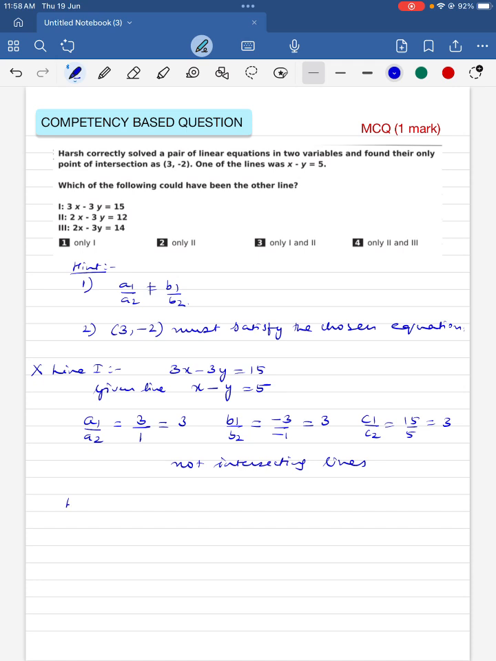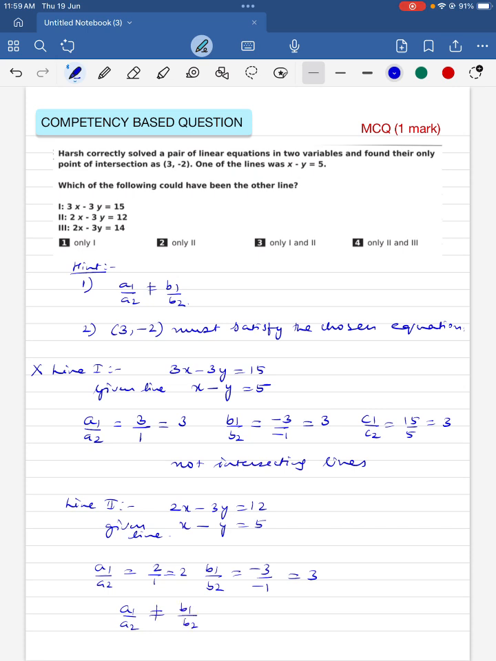Now let's try out line 2. Now the equation of line 2 is given as 2x minus 3y equal to 12. And the given line is x minus y equal to 5. Let me try doing the ratio of a1 by a2, which I know is 2 by 1. b1 by b2 will be minus 3 by minus 1, which is equal to 3. So if you notice here, a1 by a2 is indeed not equal to b1 by b2. So we know that they are intersecting lines. Now, what is the second condition that we have to check for? (3, -2) must satisfy this equation.